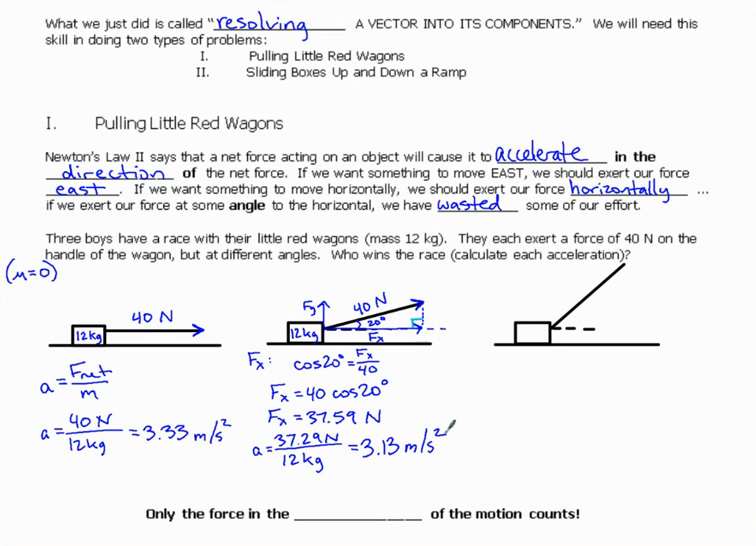And let's look at the third little boy. The third little boy is exerting a force of 40 newtons on the handle. In this situation, he is pulling at an angle of 50 degrees from the horizontal. So we resolve its components. Here is the horizontal component of the force. Here is the vertical component of the force. So here's our parallelogram, and it actually forms two right triangles.